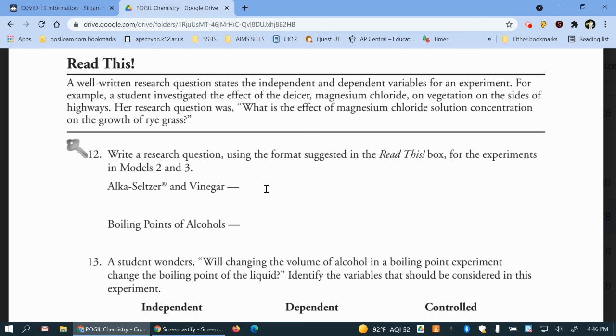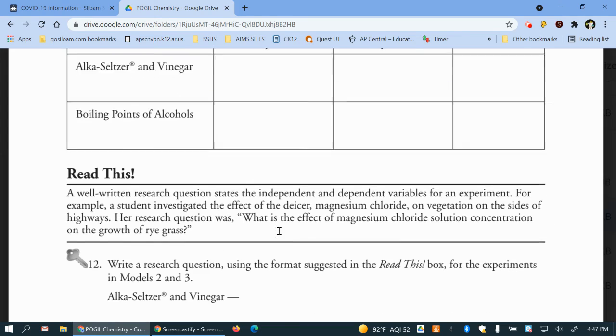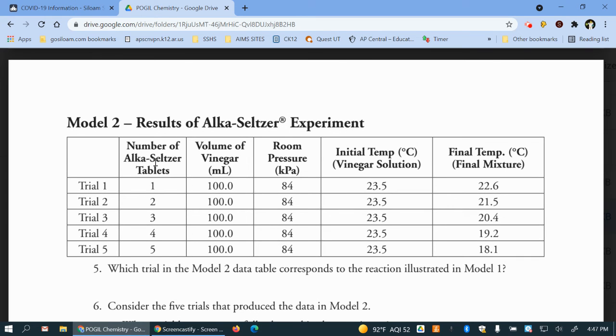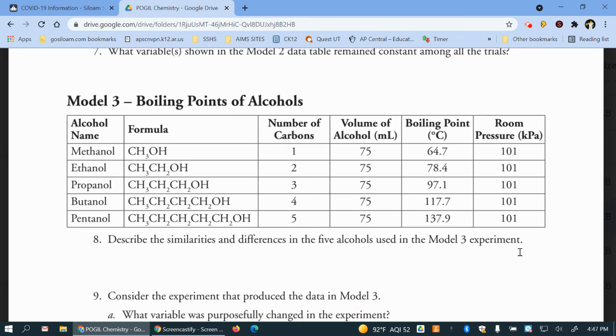So you're going to write a question. What question was the researcher trying to answer for Alka-Seltzer and vinegar and the boiling points of alcohols? So take a minute to do that right now. What did you come up with? My question would likely be, how does increasing the number of tablets affect the final temperature of the reaction? For Model 3, my question might have been, how does the number of carbons in an alcohol affect the boiling point?